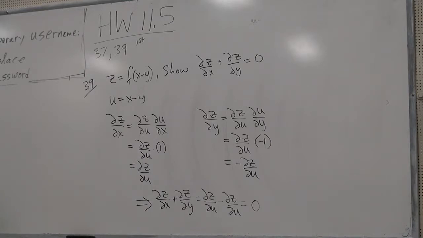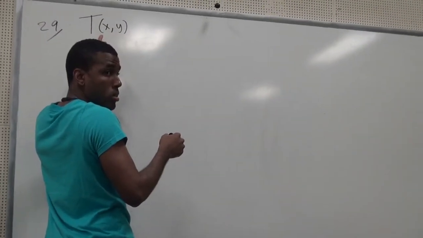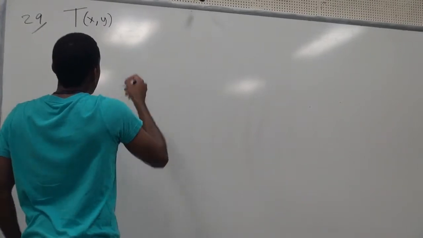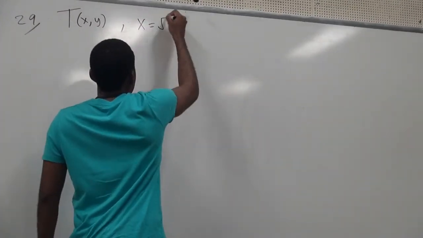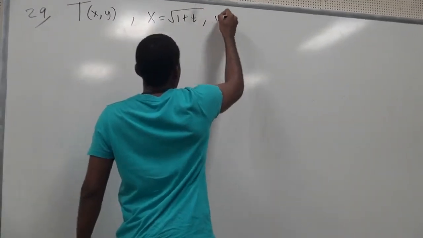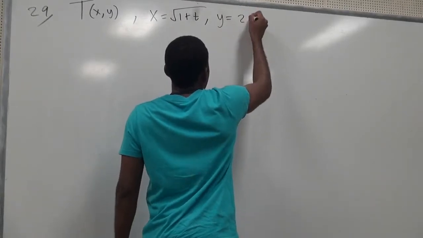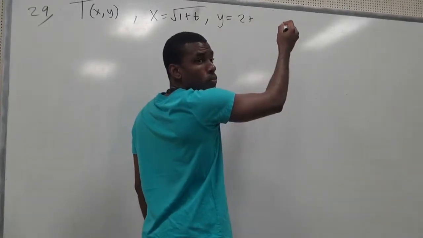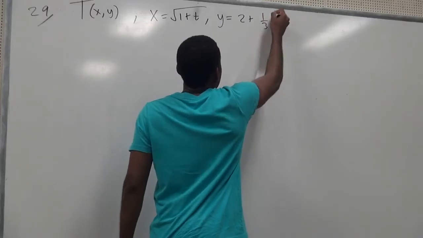Okay, what's the question? The temperature at a point (x, y) is T(x, y), measured in degrees Celsius. A bug crawls so that its position after t seconds is given by x equals the square root of 1 plus t, and y equals 2 plus 1/3 t. T(x, y) is the temperature.